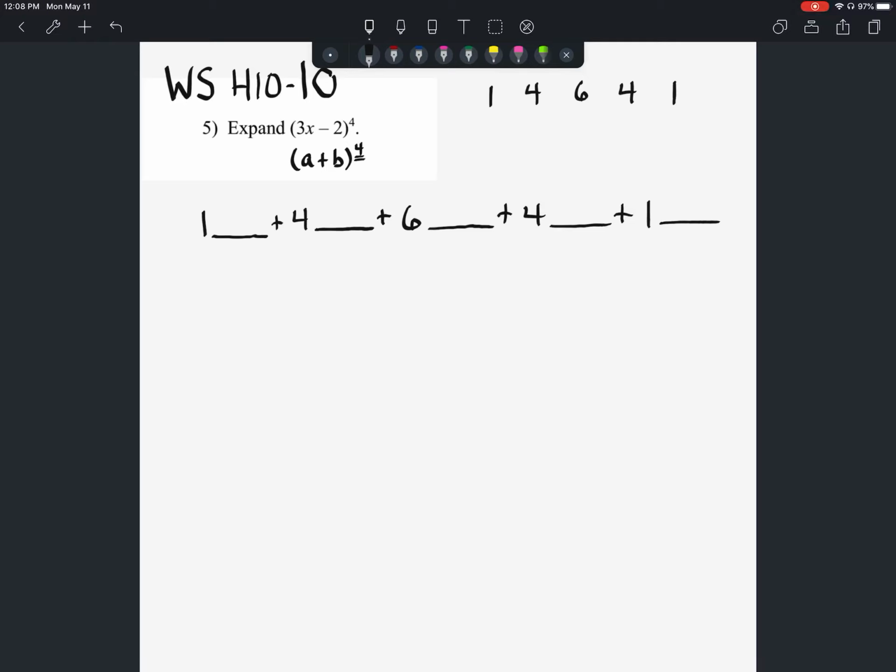And then we'll just go ahead and put in our variables, right? It starts with a to the 4th, goes to a to the 3rd, a to the 2nd, a to the 1st, and then a to the power 0. And then climbing up, b to the 0, b to the 1st, b to the 2nd, b to the 3rd, and then b to the 4th in the end. Next part is to substitute 3x in for a, and we're going to substitute -2 in for the b values.